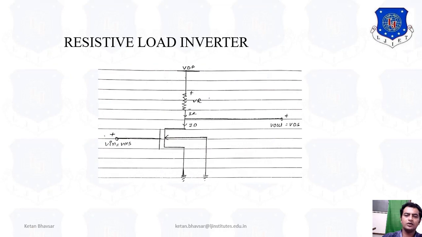Now, in the resistive load inverter circuit, as you can see, instead of the PMOS we use a resistive load. ID is equal to IR, it's the drain current. V in is equal to VGS, as I already told you, and V out is equal to VDS. So basically we derived a simple drain current ID equation in terms of V in and V out, from the application point of view, because right now we are taking an inverter as an application.